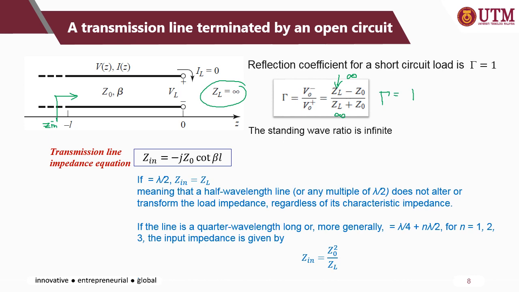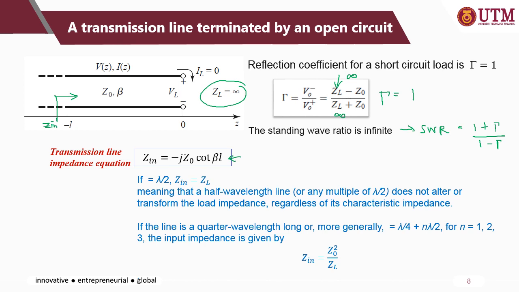And the standing wave ratio is infinite. So what is the SWR equation? It's 1 plus the reflection coefficient divided by 1 minus the reflection coefficient. Okay, so in terms of the Zin or the line impedance, for a transmission line terminated by an open circuit, the Zin is equal to negative jZ0 cotangent beta L. And again, it depends on the L.